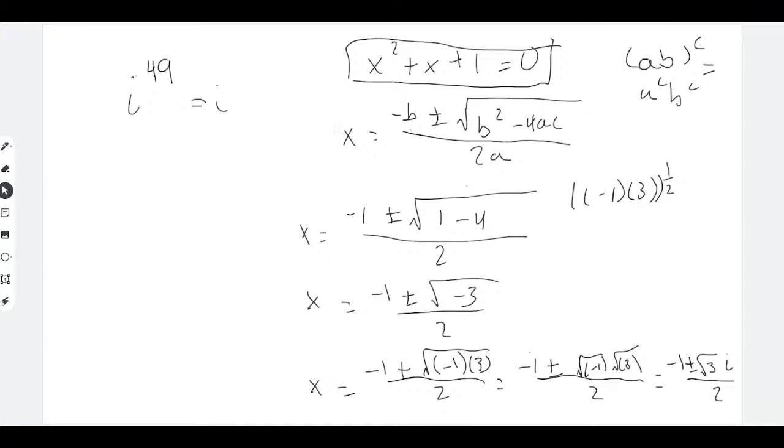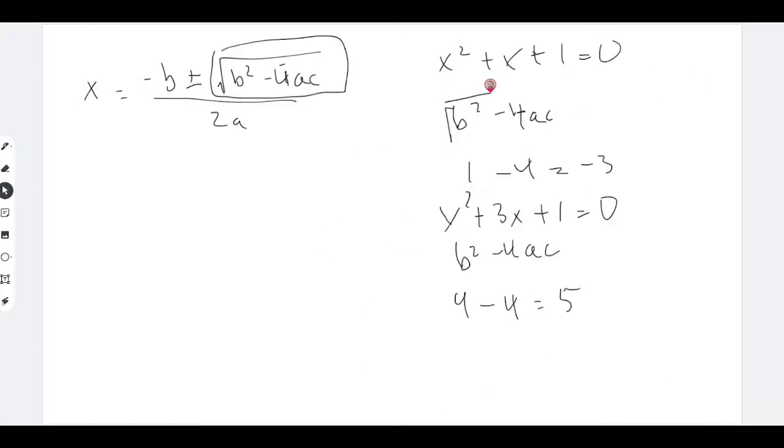And there's a special name for this term actually, b squared minus 4ac. It's called the discriminant. Kind of a big word, but yeah. I can also spell it out. It's called discriminant.